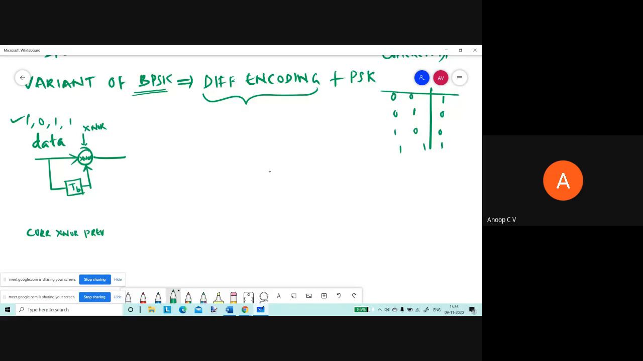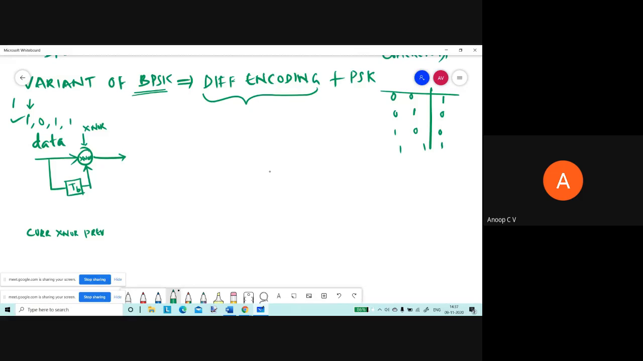And initially, for the first bit, there is no previous bit. So in our case, we'll assume the previous bit to be equal to 1 while performing differential encoding. You can even assume it to be equal to 0, it's up to you. But here we'll assume it to be equal to 1. Then once differential encoding is done, we'll have the differentially encoded signal.